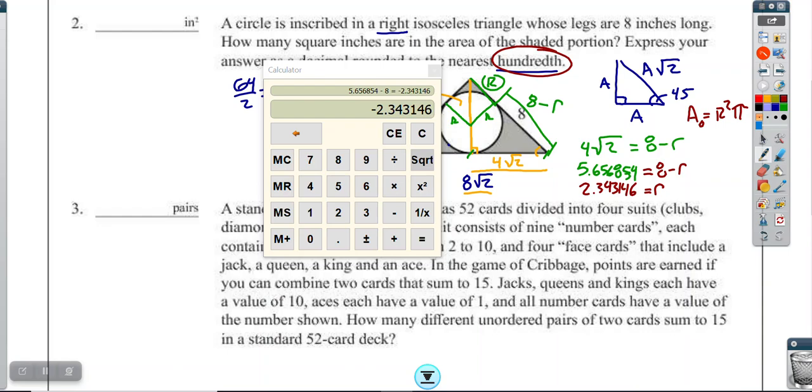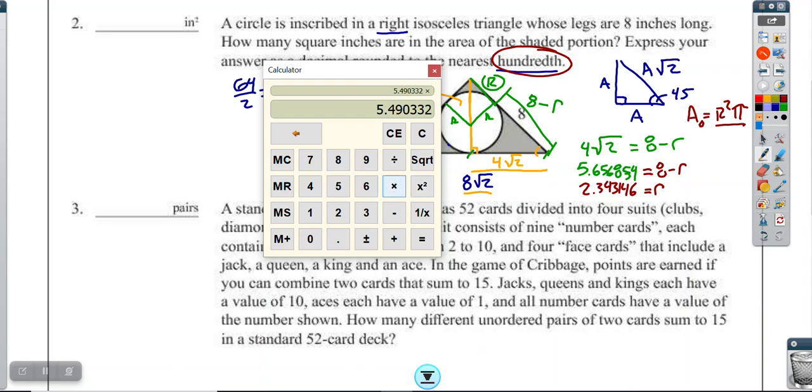Well, so now what am I going to do? I need to square it and then multiply it by pi. So I'm going to go ahead and I'm going to square this number. And it doesn't matter if it's negative or positive. If I square it, it's going to become positive because negative times negative is positive. So that means my radius squared is 5.490332. Now I don't want to write that down. I really just want to keep it in the calculator. I'm going to multiply that by pi.